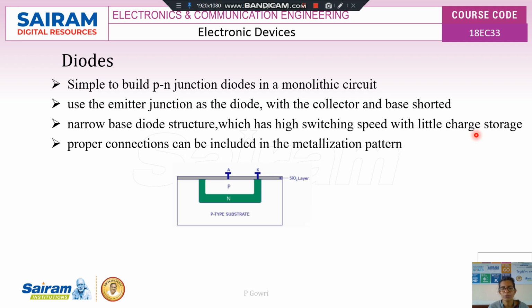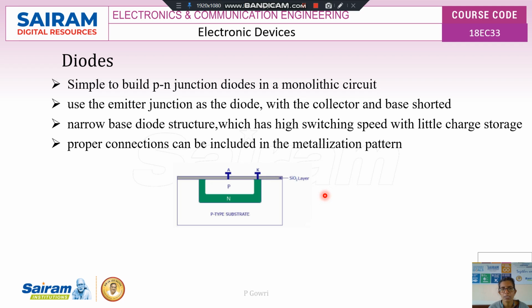A simple method to build a PN junction diode is to take a P-type substrate, dope an N region, followed by a P region. Now I take two contacts, one from the P region and the other from the N region, which act as anode and cathode respectively. This can be obtained in a transistor by taking the ohmic contact from the emitter and the base region, by short circuiting the base to collector regions. By making proper connections during the metallization process, we can obtain a diode of required parameters from a transistor.